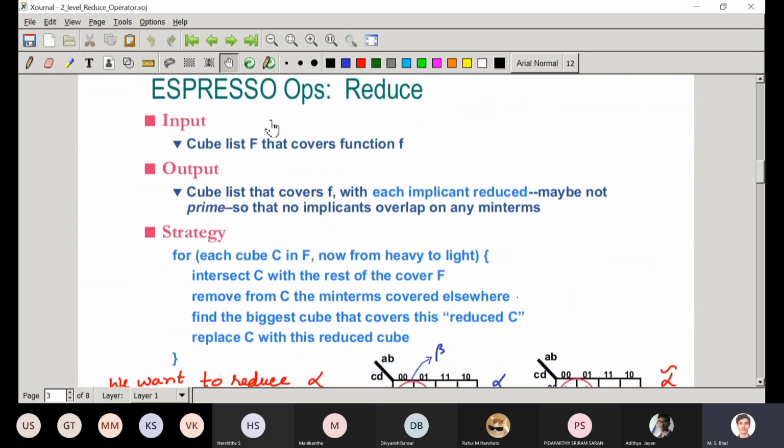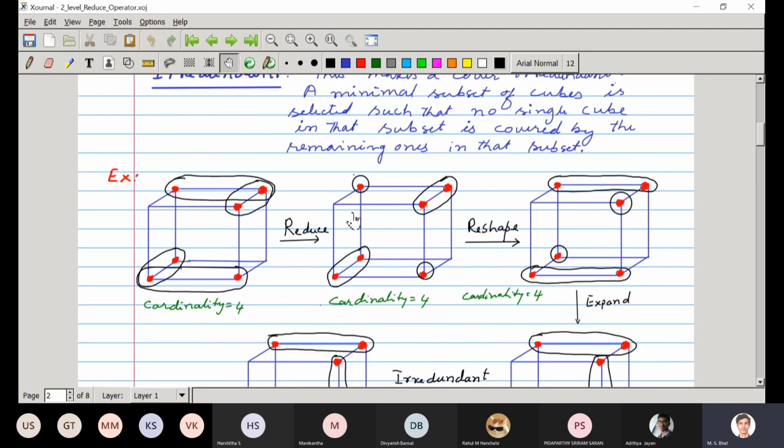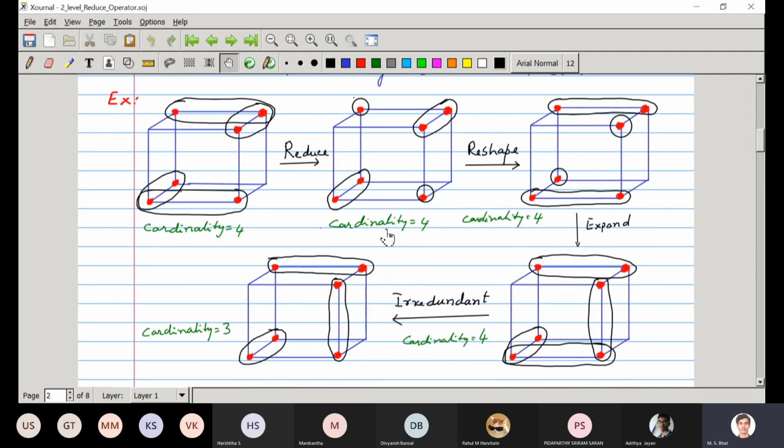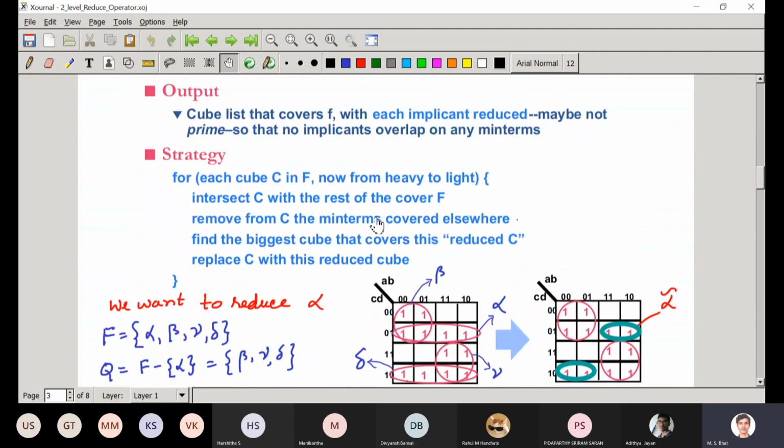So, what is the input to the reduce operation? Cube list F that covers function F. What is the output? Cube list that covers F with each implicant reduced. Maybe not prime; some may be prime, some may not be prime, so that no implicants overlap on any minterms. If you look here, after reduction there is no overlap, whereas here there is overlap, and here there is overlap. So let us see an example.